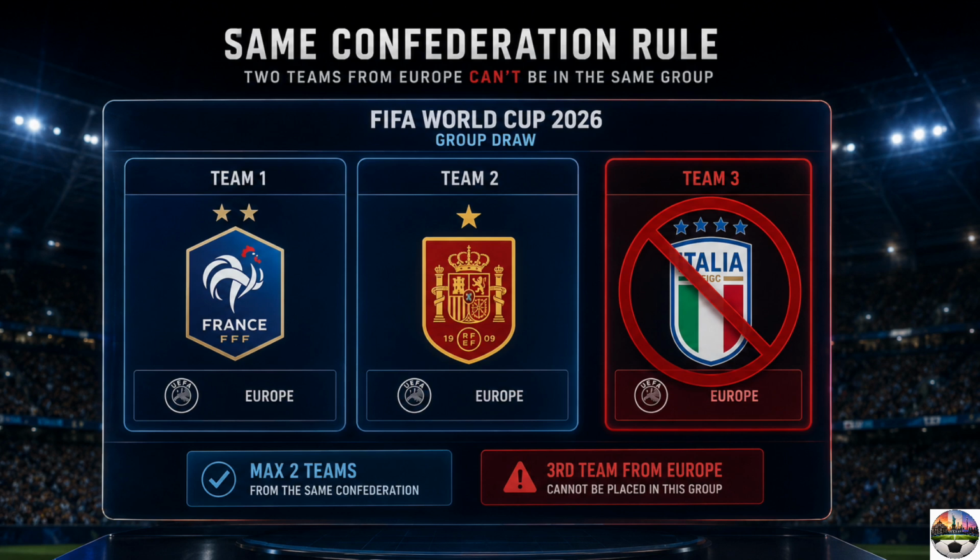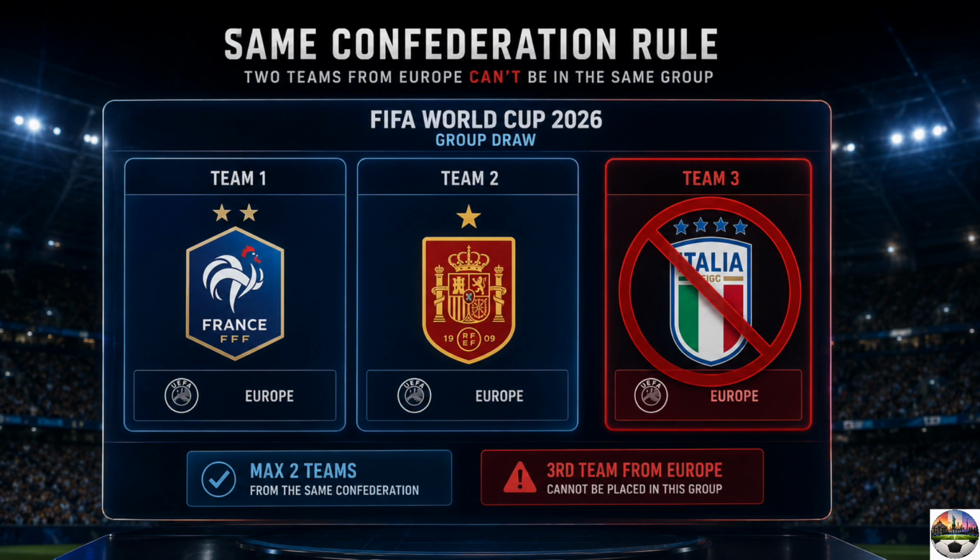Even with all these rules, not every group ends up equally difficult. Sometimes rankings can be misleading. A nation may be ranked lower but possess incredible talent. Another team may be ranked higher but struggle in major tournaments. This creates what fans often call the group of death. A group of death is a group containing multiple strong teams that all have a realistic chance of advancing.